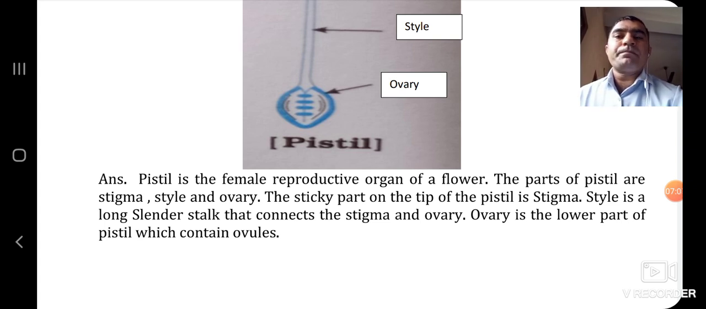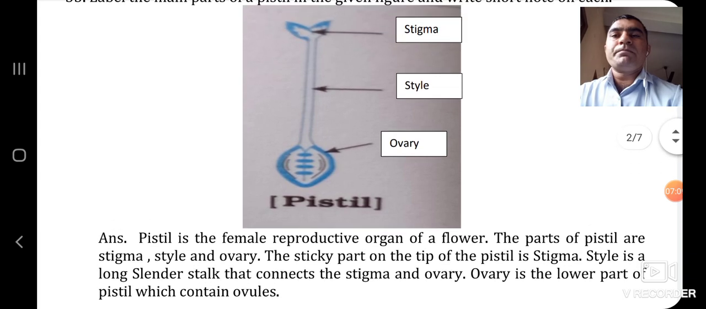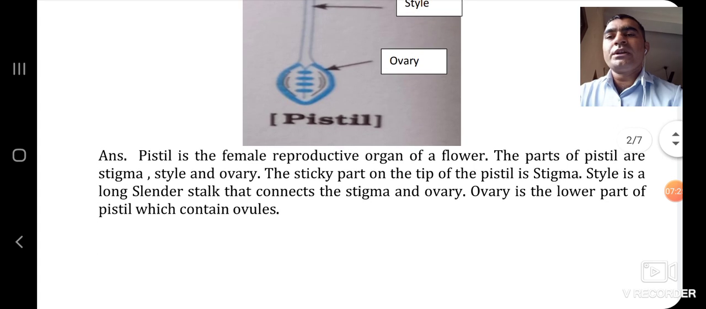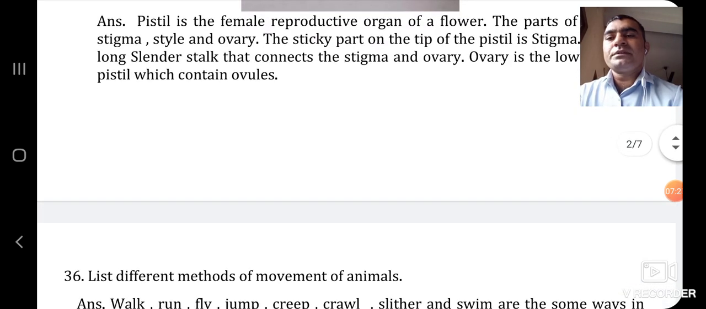Sticky part at the tip of the pistil is stigma. Tip means on the top is stigma. Style is a long slender stalk that connects the stigma and ovary, means it is long and slender and it connects stigma and ovary. Ovary is the lowermost part of the pistil which contains ovules. In the ovary, ovules are present, right?